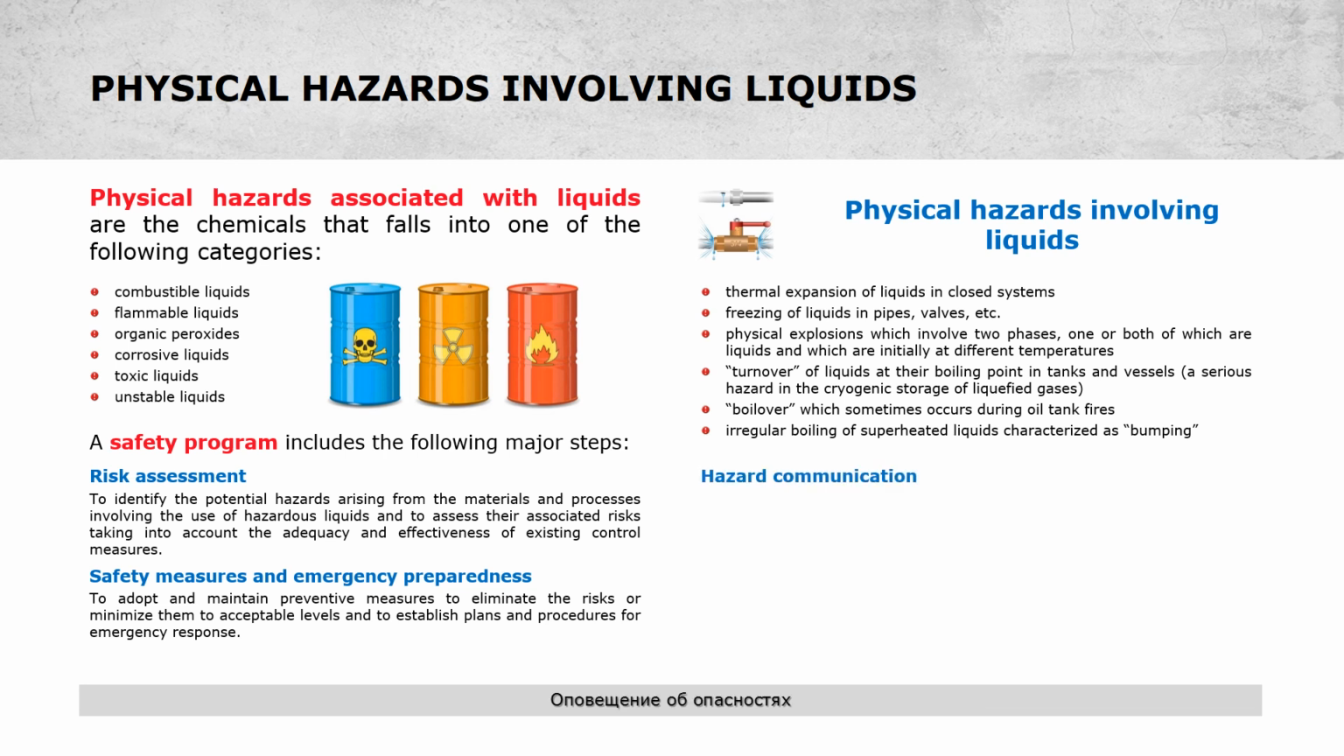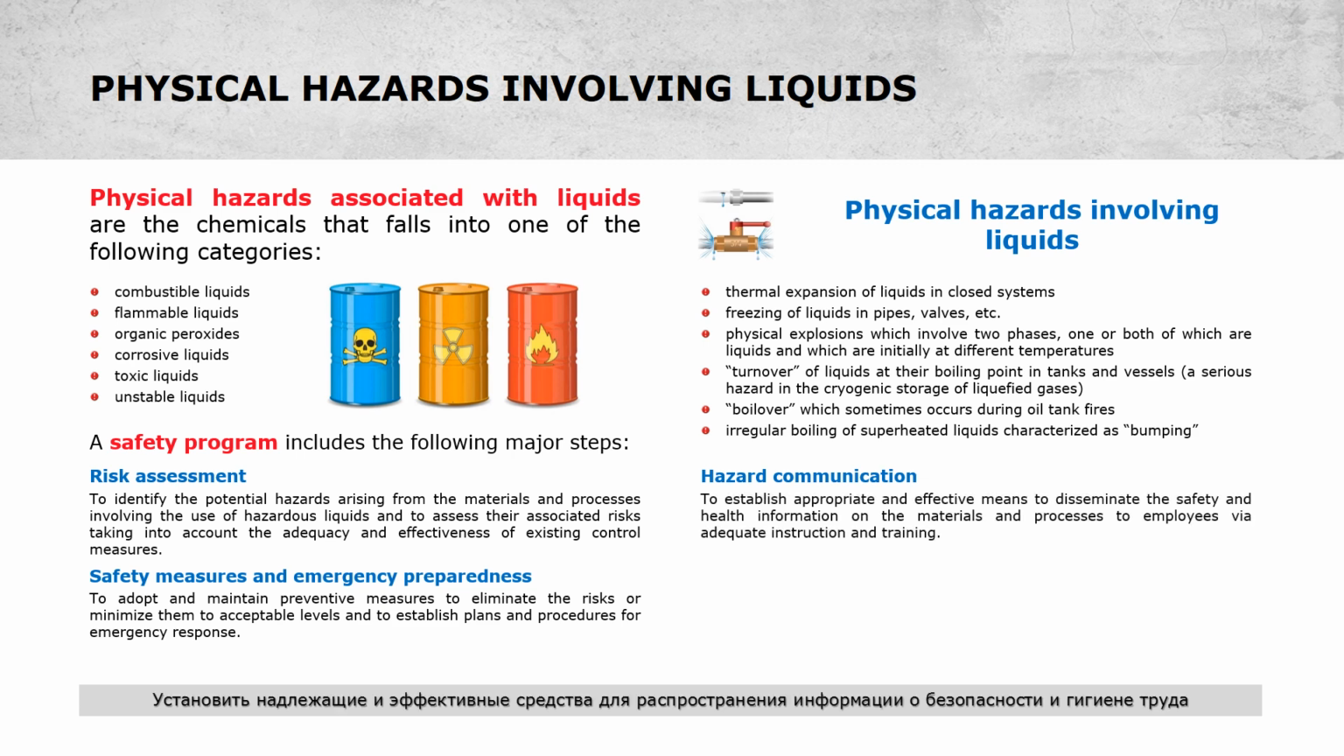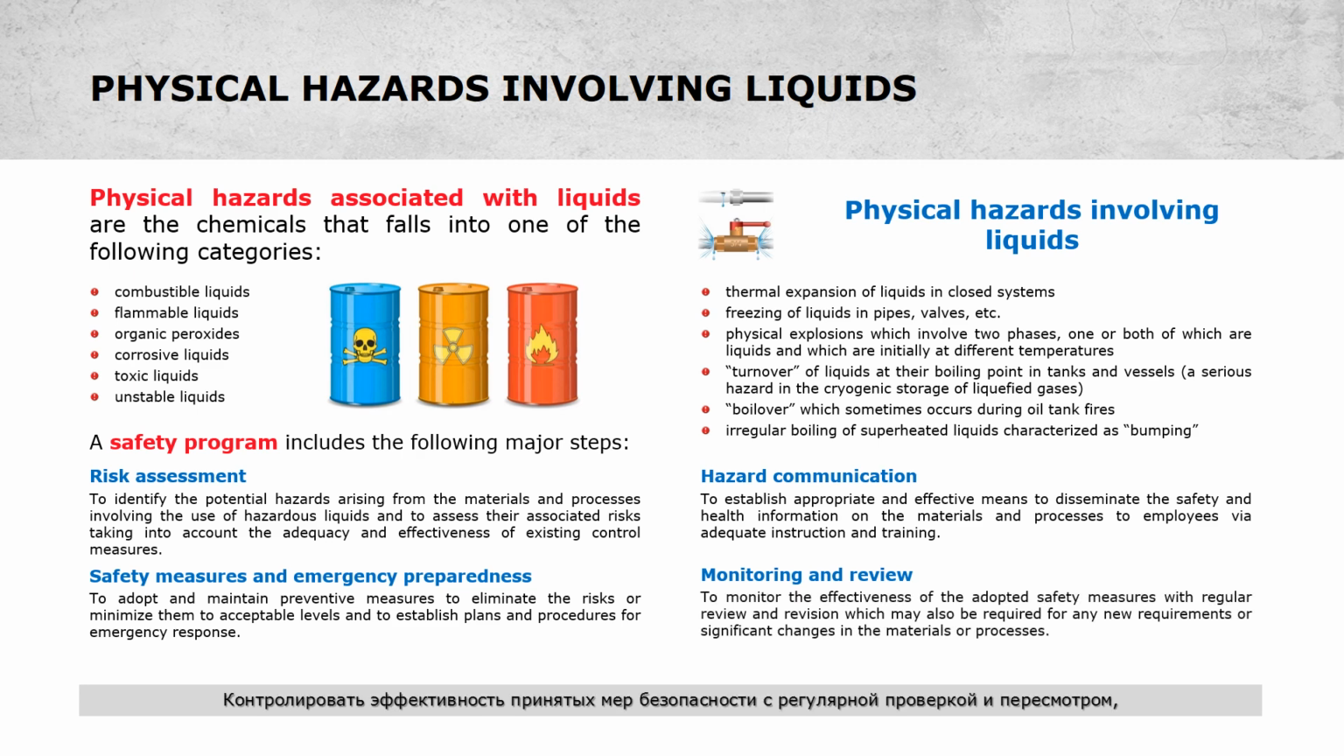Hazard communication. To establish appropriate and effective means to disseminate the safety and health information on the materials and processes to employees via adequate instruction and training. Monitoring and review. To monitor the effectiveness of the adopted safety measures with regular review and revision, which may also be required for any new requirements or significant changes in the materials or processes.